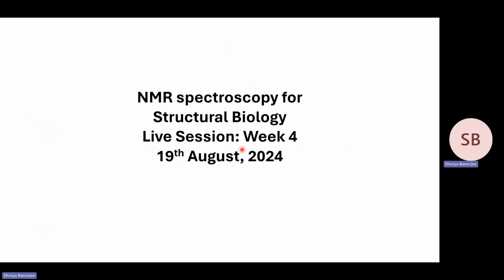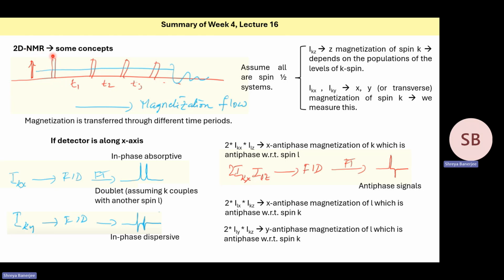Okay, so this is the fourth live session of this course, NMR spectroscopy for structural biology. I'll first go through the videos of week 4 and then I'll discuss some sample problems. In the previous class, we had just started with some of the concepts of 2D NMR. This class, I will begin by introducing some terms.